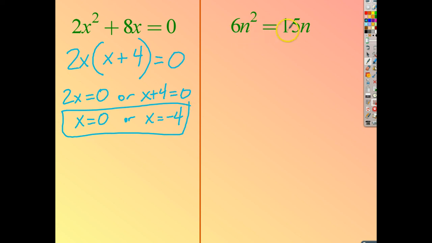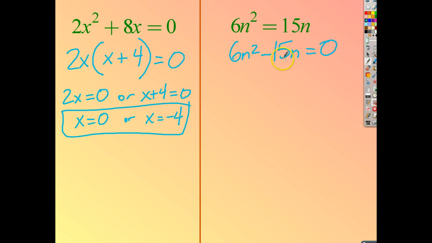Okay, let's take a look at this next one. I have 6n squared is equal to 15n. Now, if you remember, the idea of the zero product property is that it has to equal 0, so I want to make this equal to 0. I'm going to subtract 15n from both sides, so I get 6n squared minus 15n equals 0.